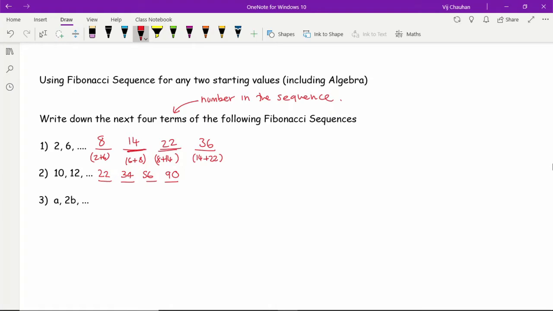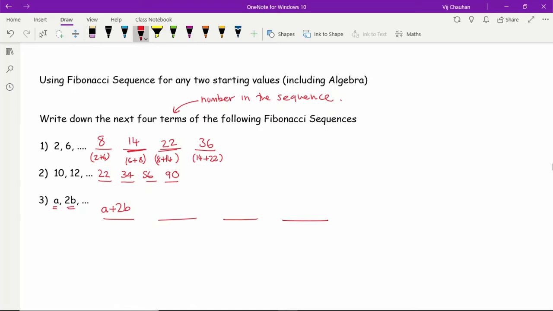Now moving on to algebra, again, it might seem like, well, how could you add these numbers and letters together? Well, we can't. So we're just going to use collecting like terms to make it easier. So if I just create a little bit of extra space, here I've got my first term as A, my second term as 2B. So my next term, my third term, or third number in the sequence, is going to be A plus 2B.